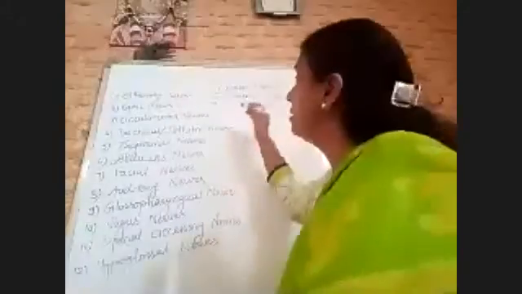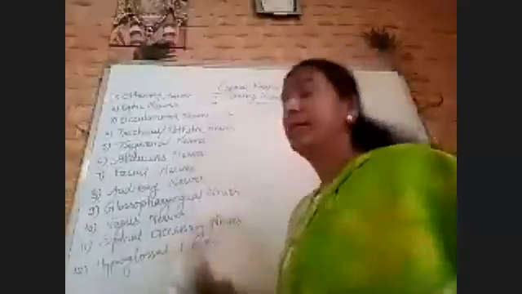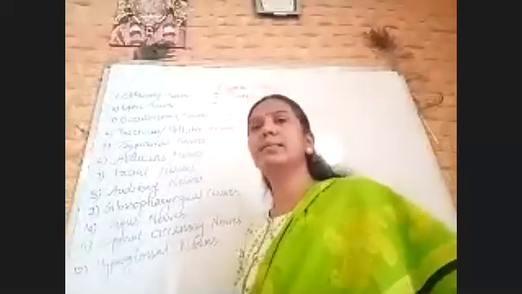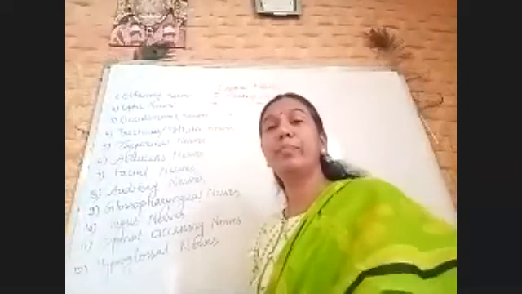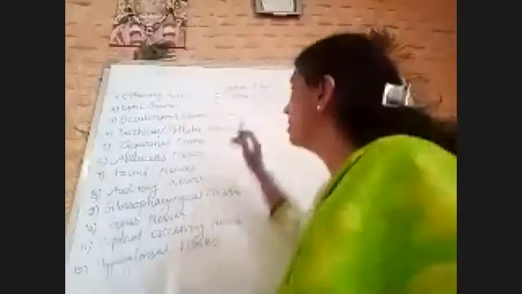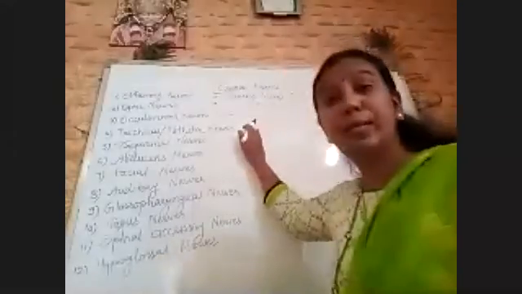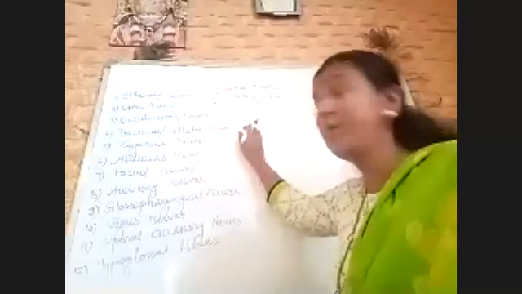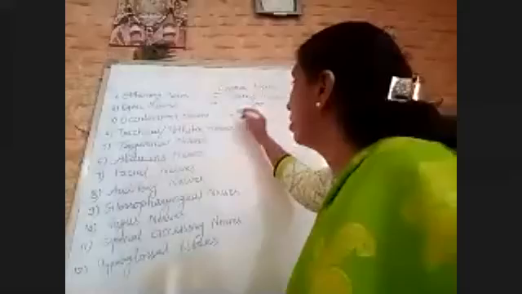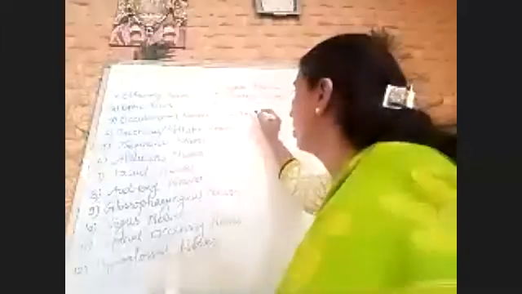Then third is oculomotor. We move our eyes like this. So for that, this oculomotor nerve will be responsible. This oculomotor nerve is present in the muscles of the eyeball.